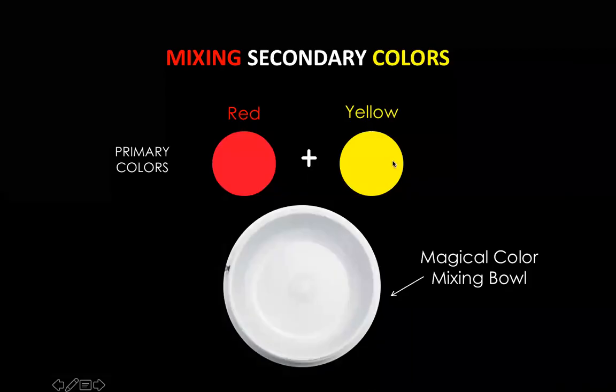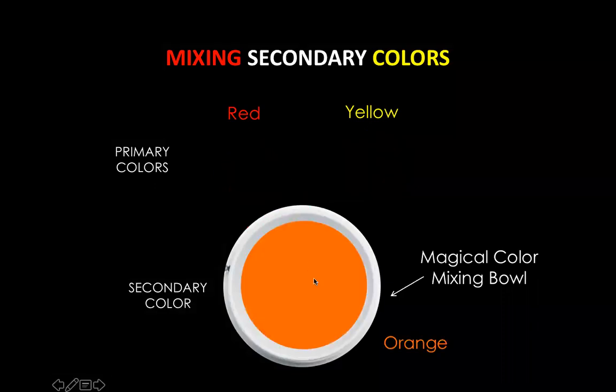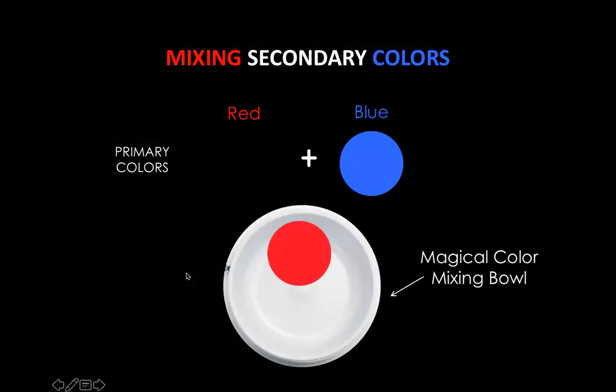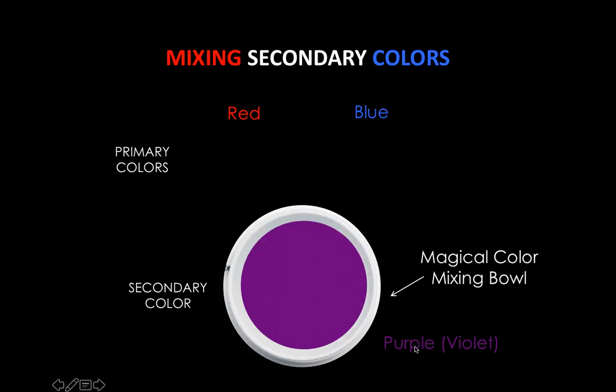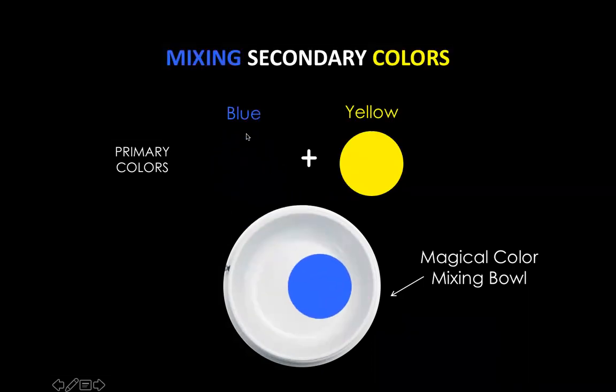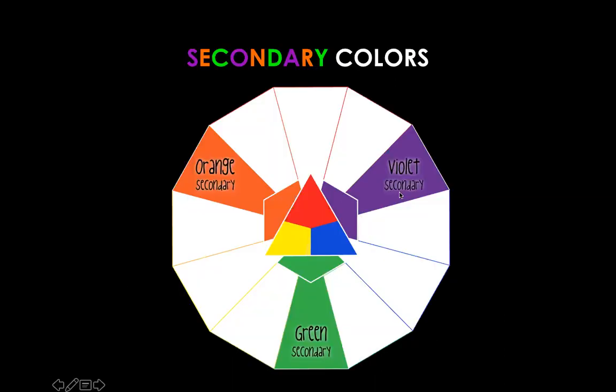When you mix red and yellow together, two primary colors, you get a secondary color. So red and yellow make orange. When you mix red and blue together, you get a secondary color, purple or violet. And when you mix blue and yellow together, you get green. These are the 3 secondary colors. As you can see, a secondary color sits exactly in the middle of 2 primary colors. So once again, yellow and blue make green. Orange is made by red and yellow, and violet or purple is made from red and blue.